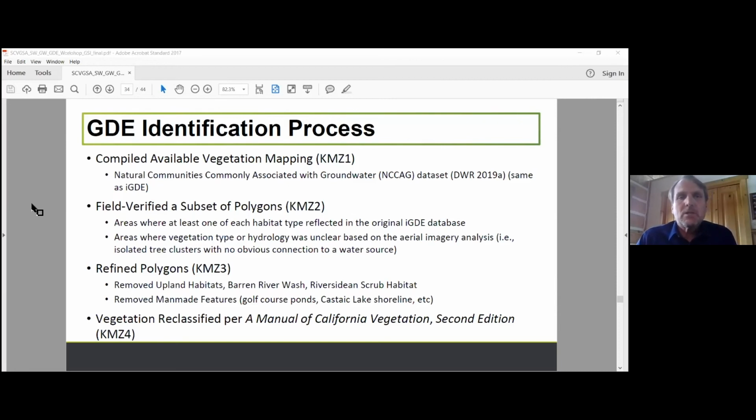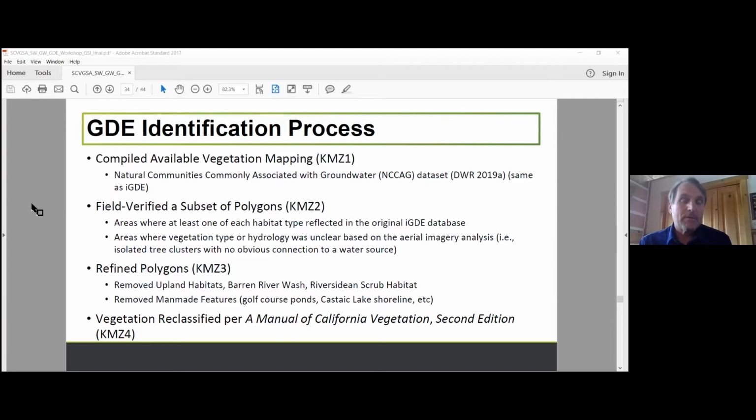The questions to Jeff about the eastern part of the basin watershed, I think are really relevant to our process here. We looked at the entire basin and compiled existing vegetation mapping. So there's been a lot of great work done in the last 10 years from a lot of different sources that have been compiled by DWR into a data set called the Natural Communities Commonly Associated with Groundwater data set. It's also known as, or it's similar to an IGDE data set. So that's publicly available vegetation mapping data.